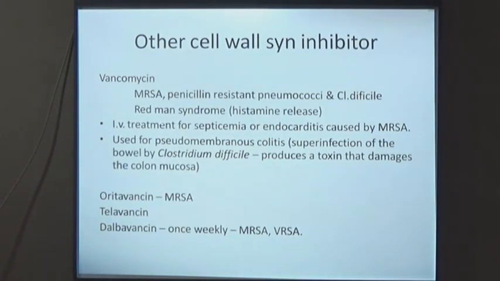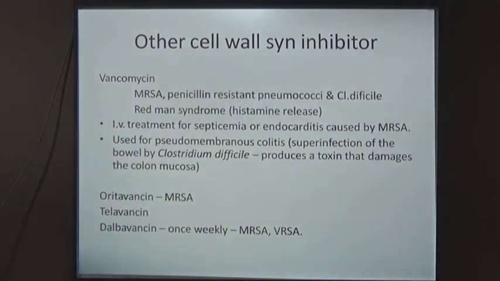Next, another cell wall inhibitor is vancomycin. It is very important. It is mainly effective against MRSA, penicillin-resistant pneumococci, and Clostridium difficile. Main thing, Clostridium difficile.